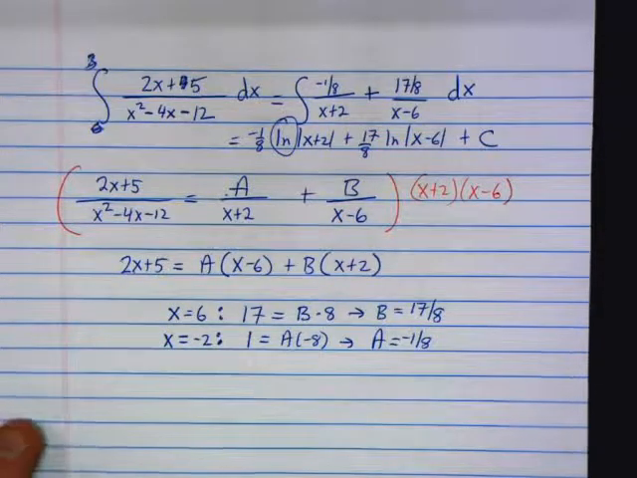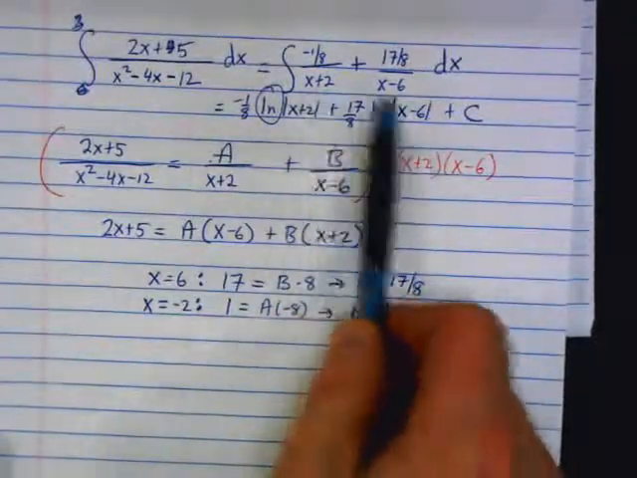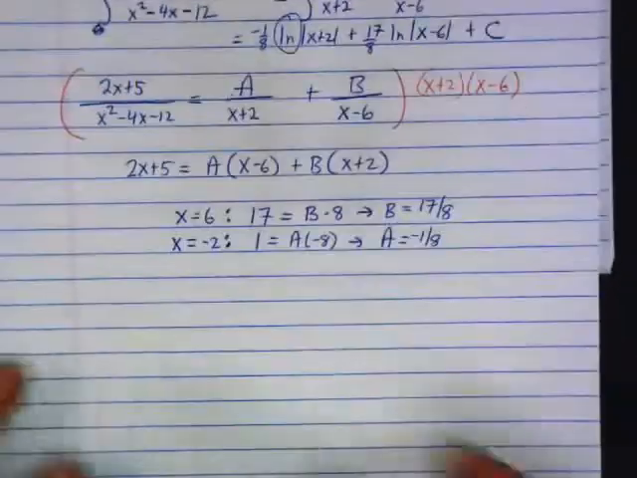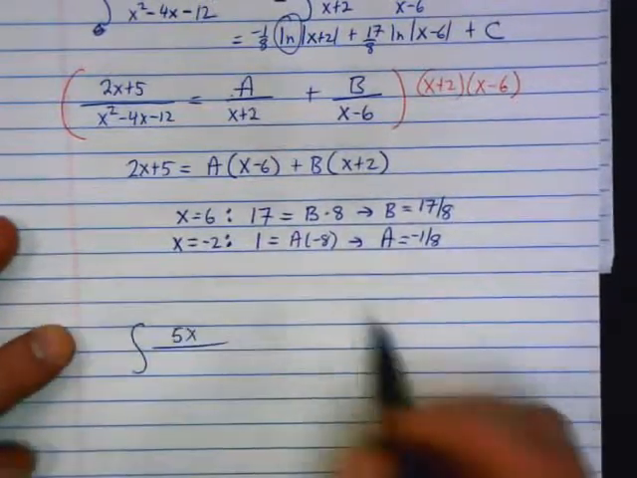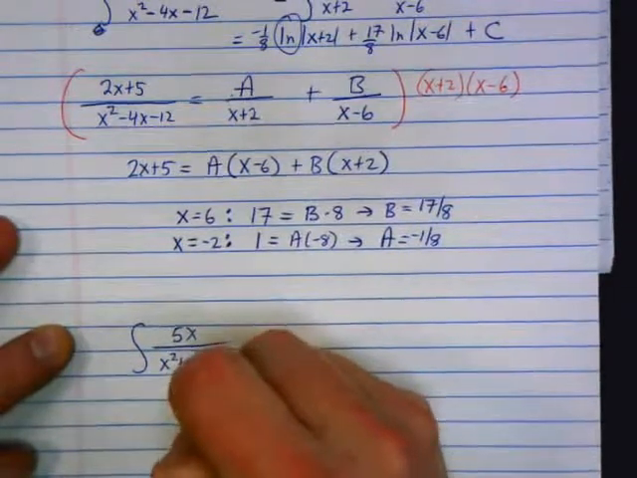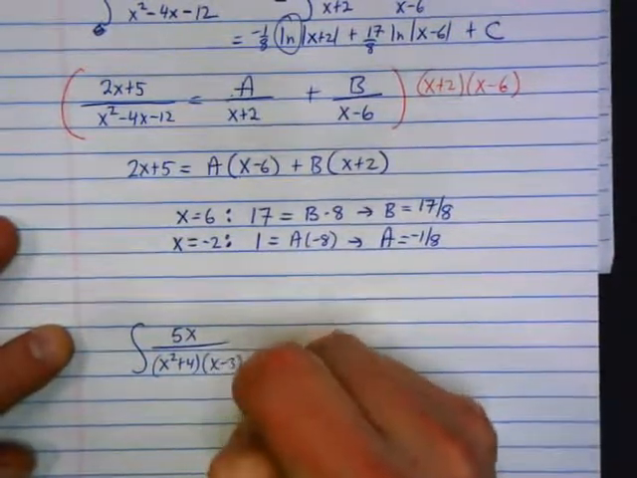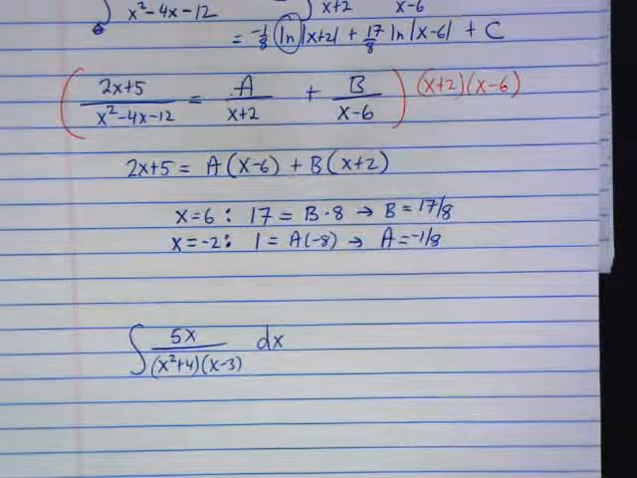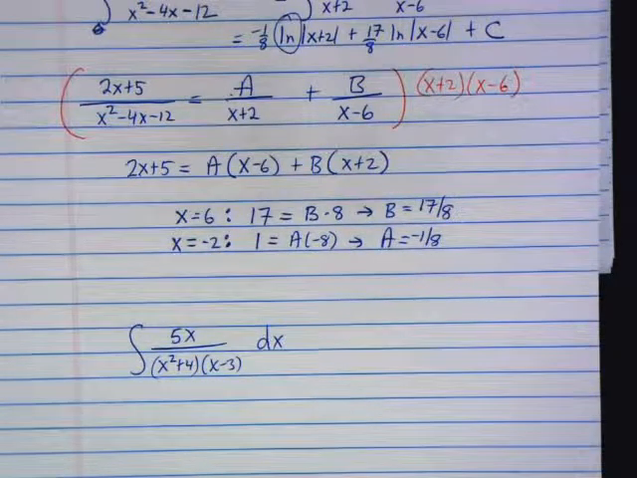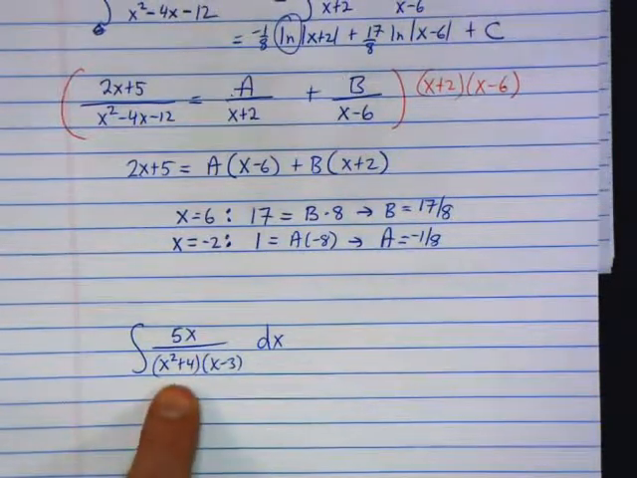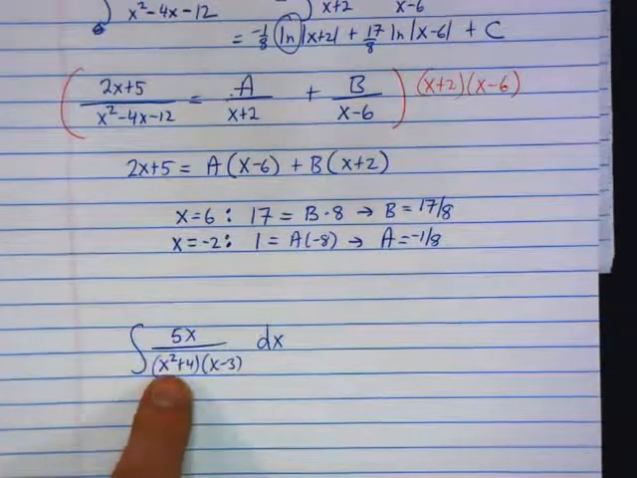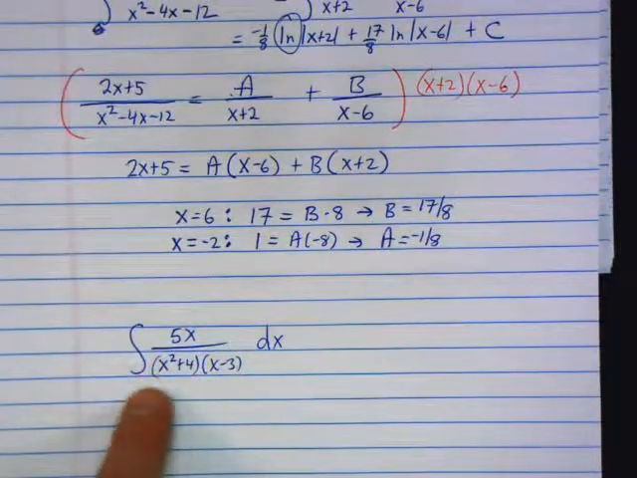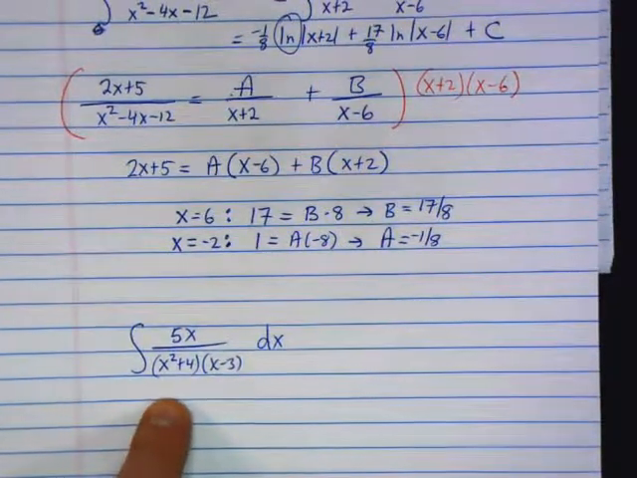The other thing that could happen is when you factor, you don't always get two linear terms. What if you had the integral of, say, 5x over x squared plus 4 times x minus 3? Then you have x plus 2 squared on the left. No, because x plus 2 squared is x squared plus 4x plus 4. So this x squared plus 4 doesn't factor. So there's something special you have to do when you have a quadratic on bottom.